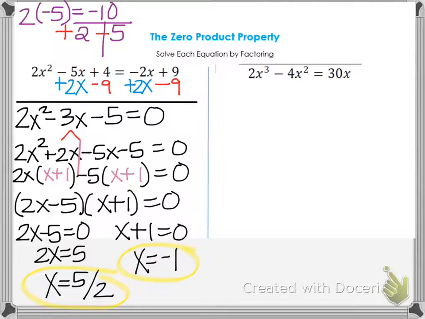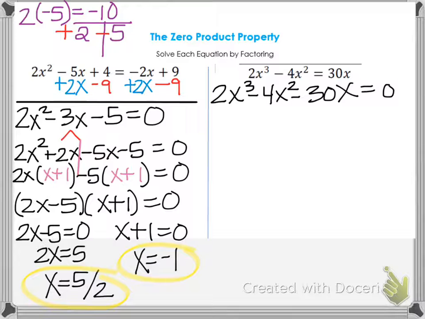Let's look at the second example. This one is not in standard form either. I'm going to have to subtract 30x from both sides in order to make my equation equal 0. So now you'll notice I'm not quite in standard form. I mean, I have everything on one side of the equal sign, but when I say I'm not quite in standard form, I have an x cubed. So I want to factor this into two binomials, but my highest power is 3 on my x.